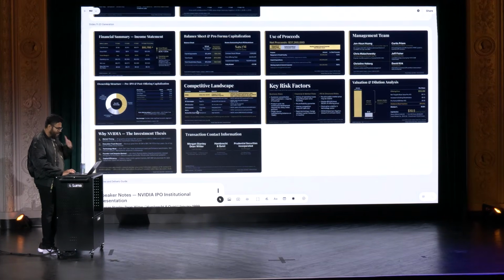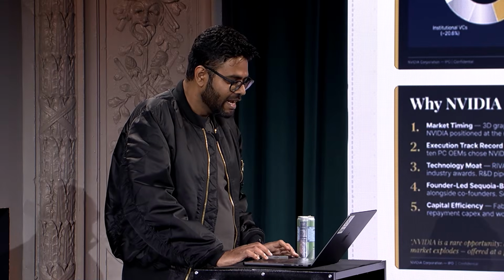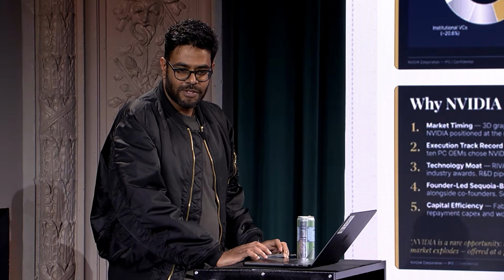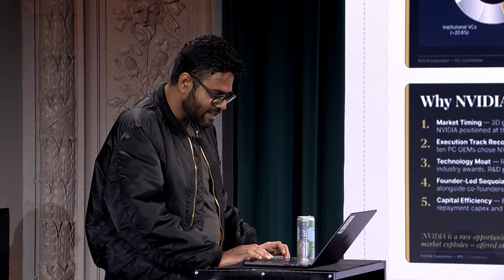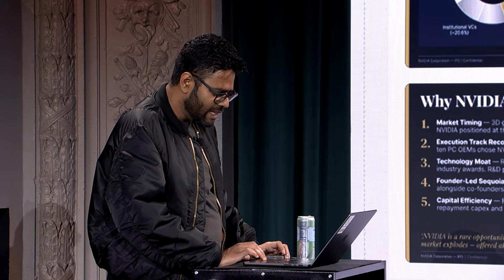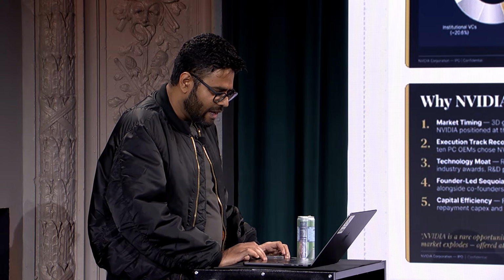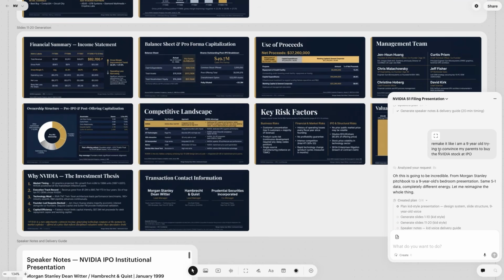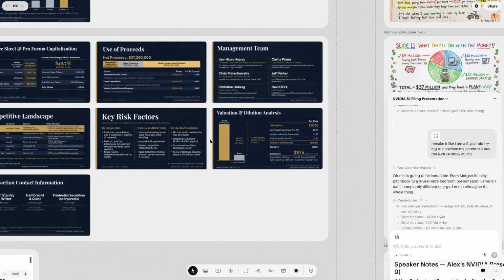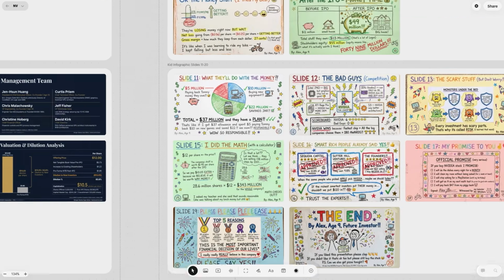But we kind of ran into a logical problem, because this was '99, and if you're following time travel correctly, I would be about 9 years old. So I wouldn't be able to buy this stock. So then I asked agents to make it like I'm a 9-year-old trying to convince my parents to buy the NVIDIA stock. And this is what it came up with.